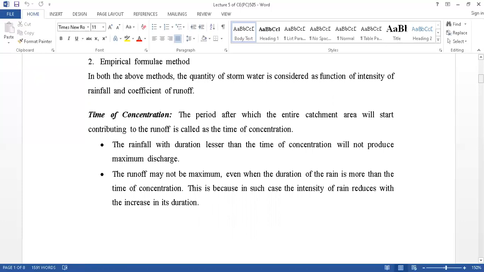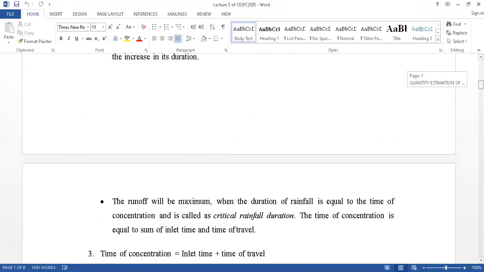We have seen that if we consider a time less than the time of concentration, the flow will be minimum. And if we consider more than the time of concentration, then with more time the intensity decreases, so again the surface runoff is less. So time of concentration gives the highest flow value, the highest runoff value. That is the importance of the time of concentration.